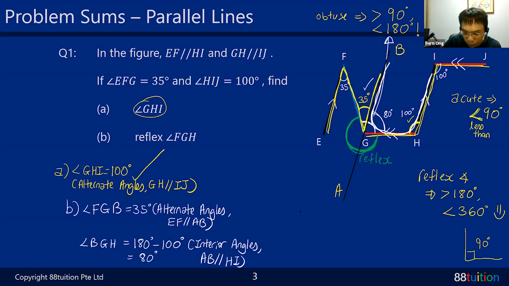Now we execute the reflex angle. Reflex angle FGH, the green angle. How to find the green angle? Simple. 360 minus the 35 degrees minus the 80 degrees gives you your 245 degrees. What is the reasoning?